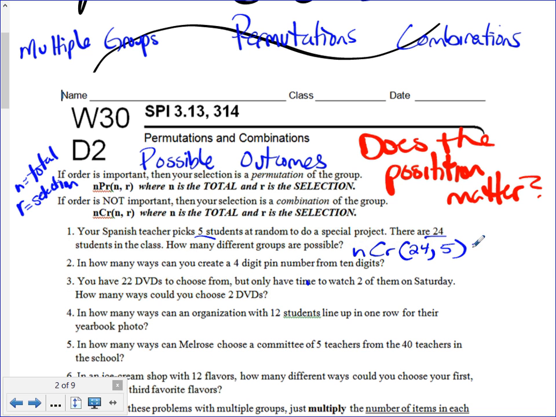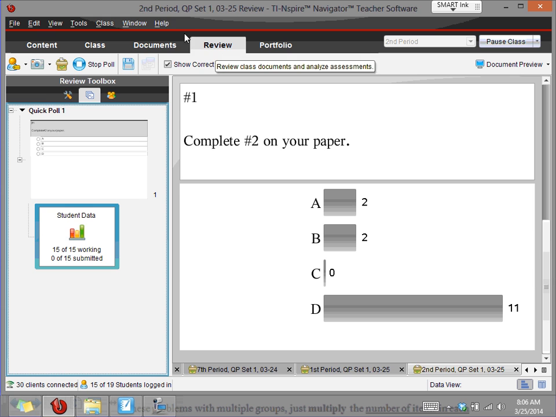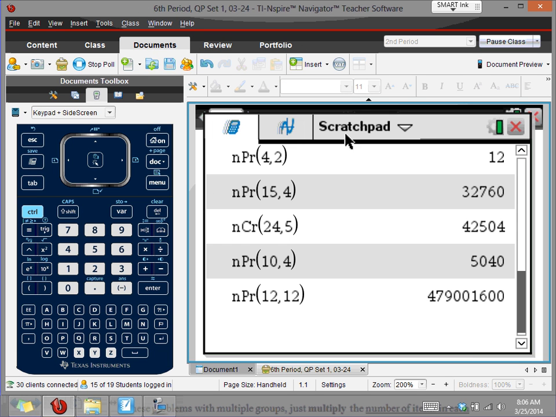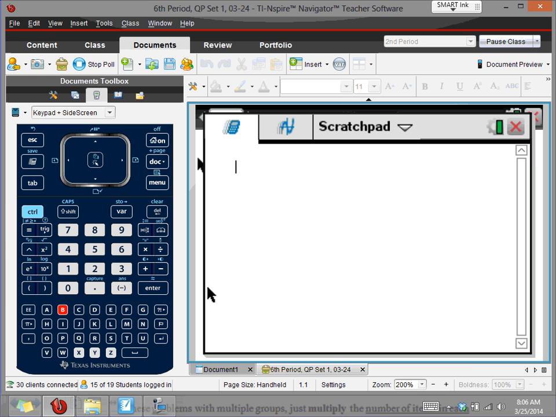5. It's a combination because the position does not matter. Take your calculator. Okay, you can already see it all. Type in nCr, parentheses.